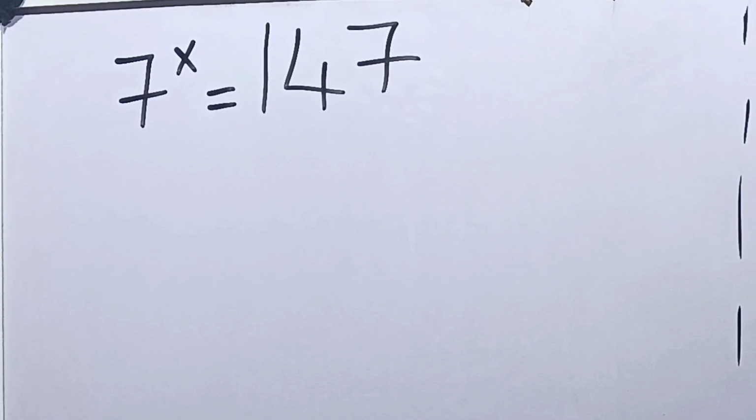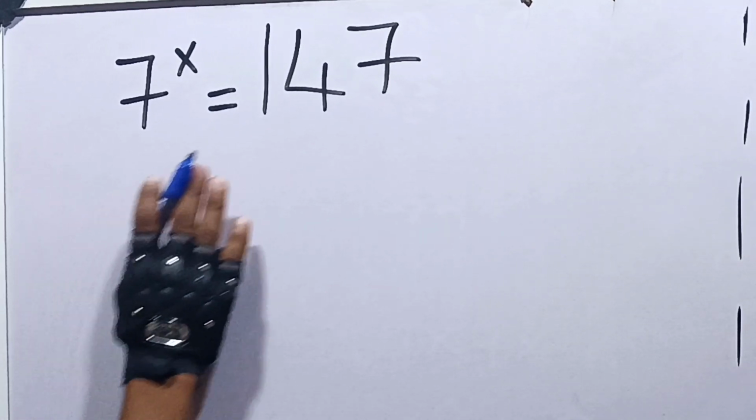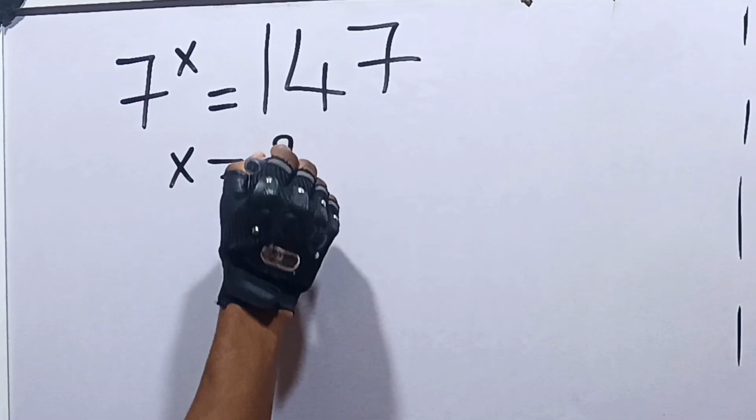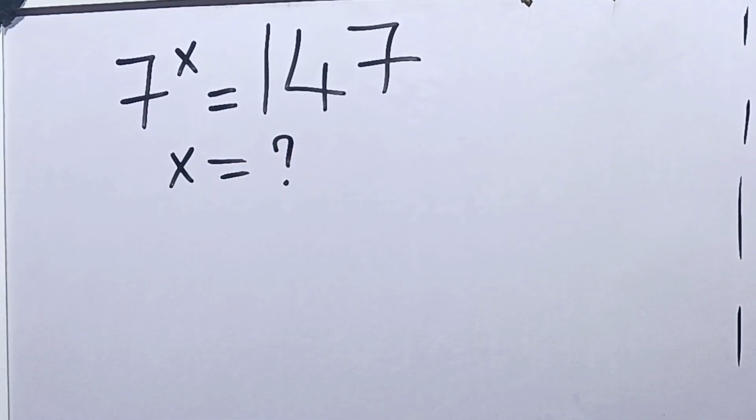Let's solve this together. It says 7 raised to the power x is equal to 147. We are about to solve for x in this question. Okay? First things first, we can write out the multiples of 147.